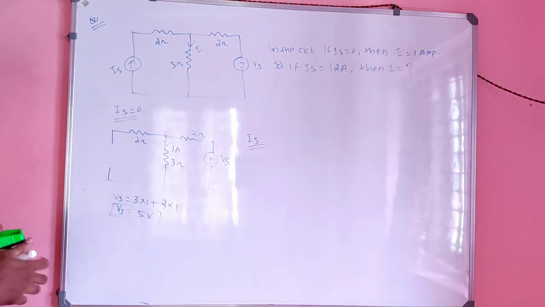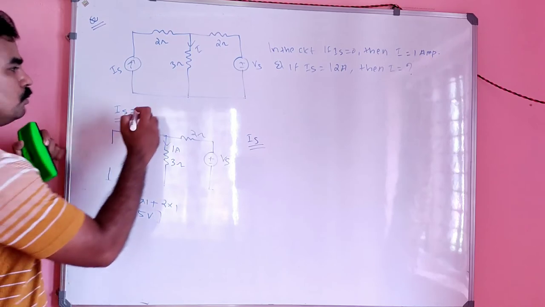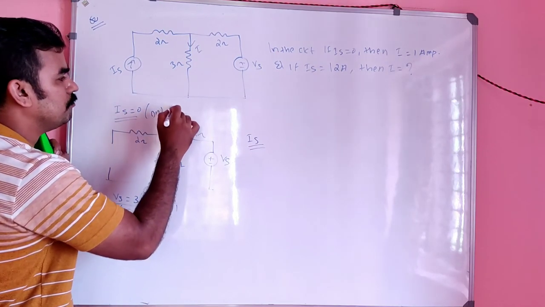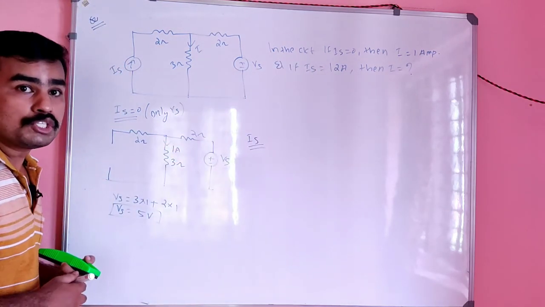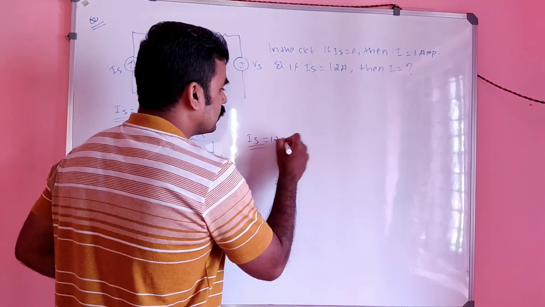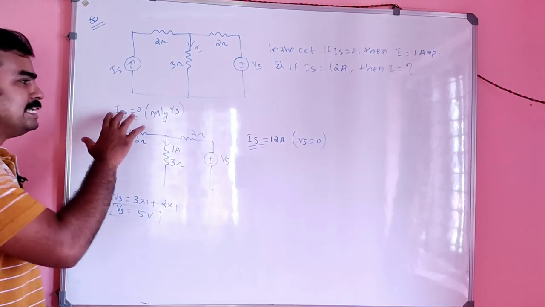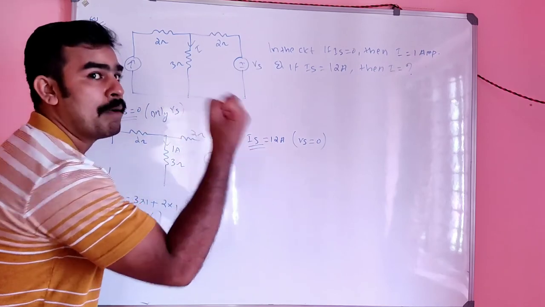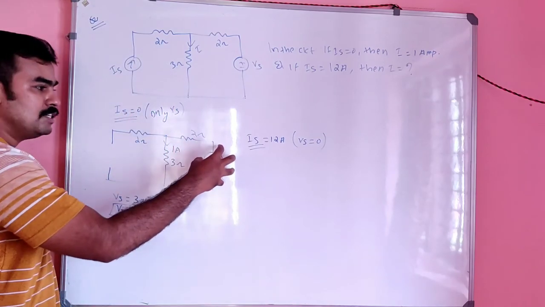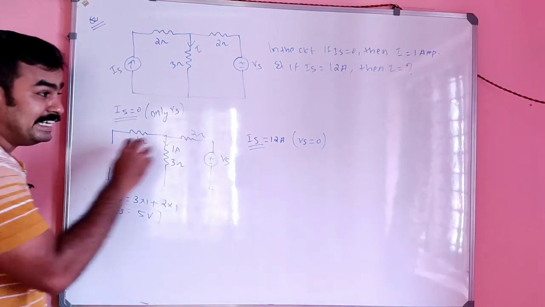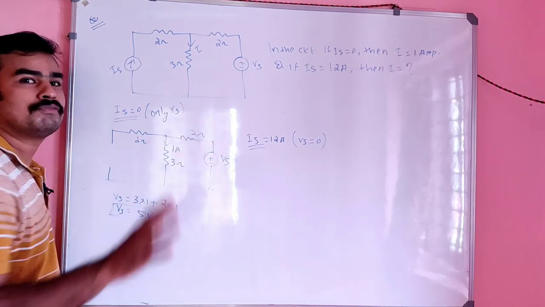Correct? That means if Is is equal to 0, this is open circuit, which means there exists only Vs. Only Vs. And if Is is equal to 12 ampere, then Vs equal to 0. That means one source existed here and the other source switched off. Next one, this source should exist there and this should be switched off.